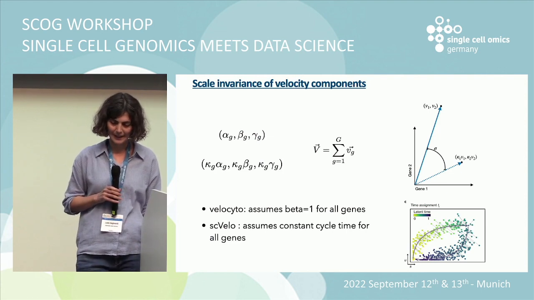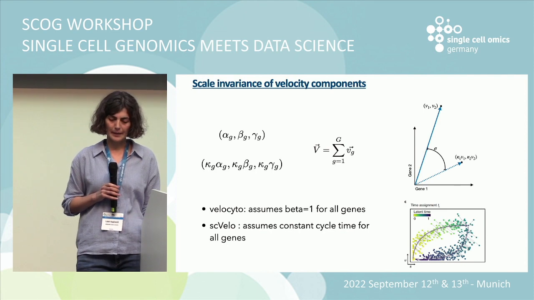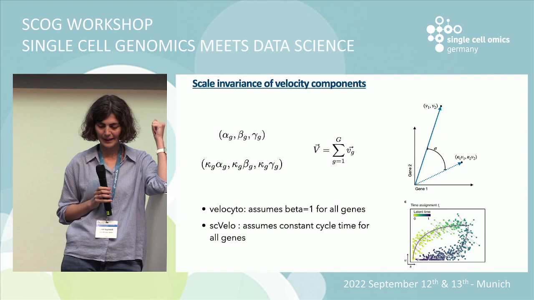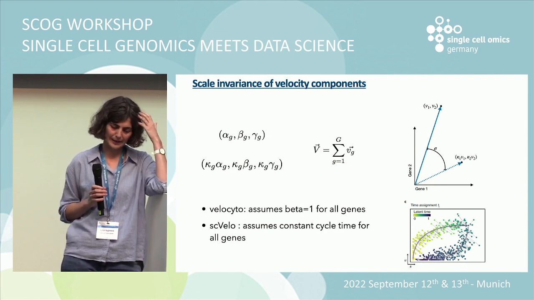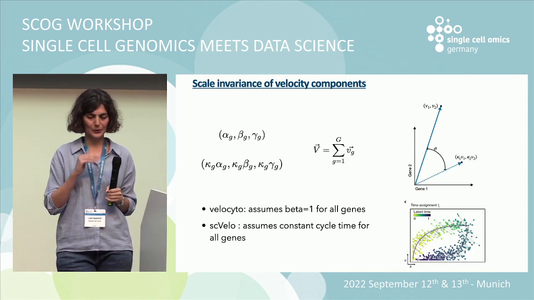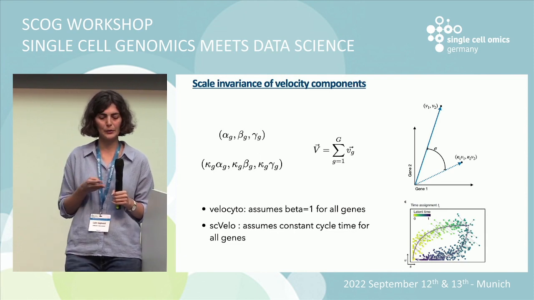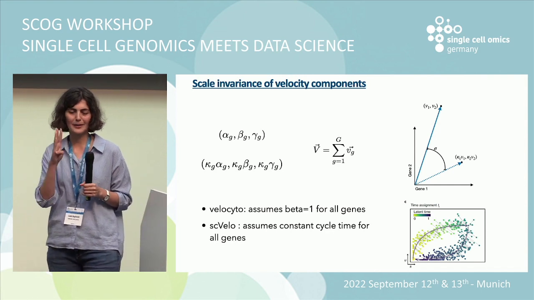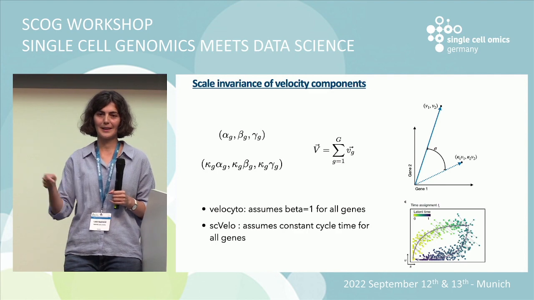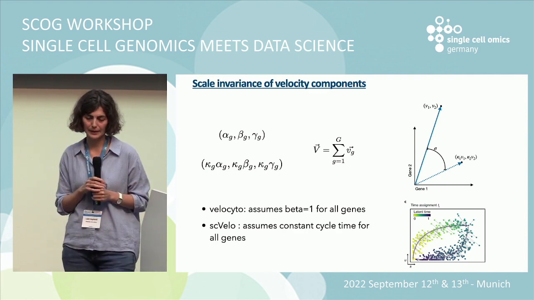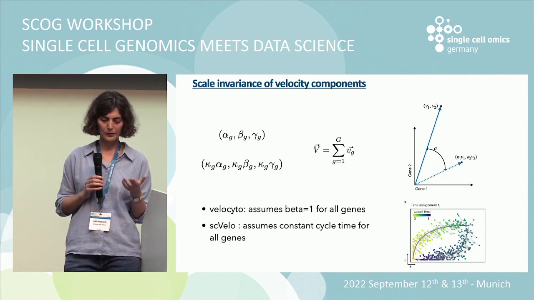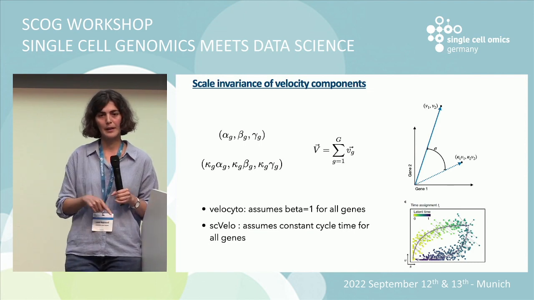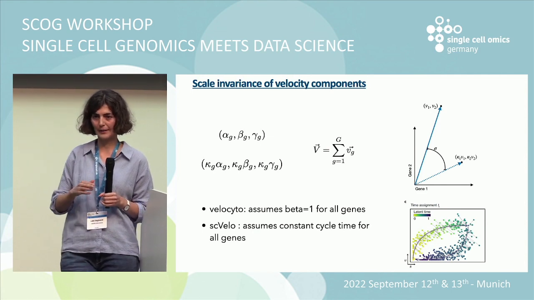Okay, there was something about the parameter inference. As I said, we try to add up different velocity components, and there is some scale invariance in the ODEs, the differential equations that I showed you in the first RNA velocity slide. It means that if you infer alpha, beta, gamma for a gene, then kappa times each of these parameters could also be an answer to your equation, right? And it is very important what this kappa is for each gene, because that's how big each component is, and it can completely change the vector direction. So Velocyto was dealing with it by assuming beta equal to 1, and scVelo was assuming a constant time for all genes, like a constant cycle time, where upregulation and downregulation take the same time.